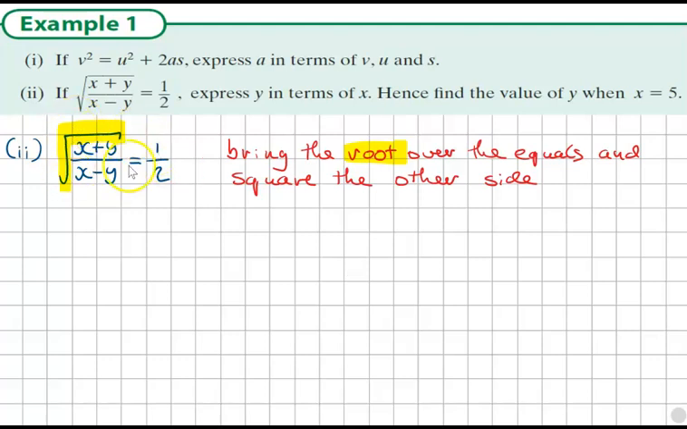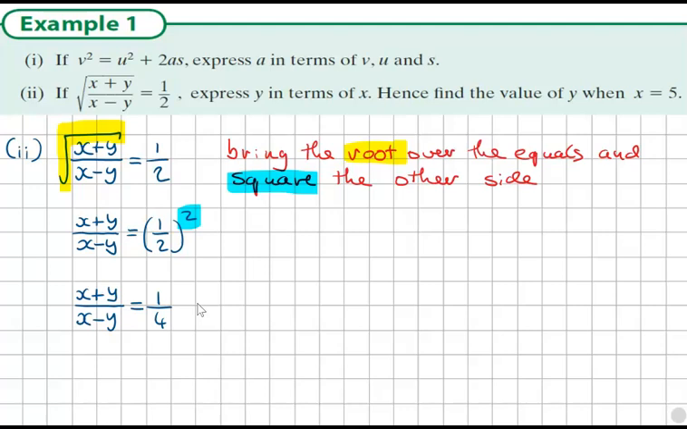So we carry the root over the equal sign. So the root is now gone and it has become squared. So we're going to square the right-hand side, and a half to be squared means a half multiplied by a half, and a half of a half is a quarter. So we have x plus y over x minus y is equal to a quarter.